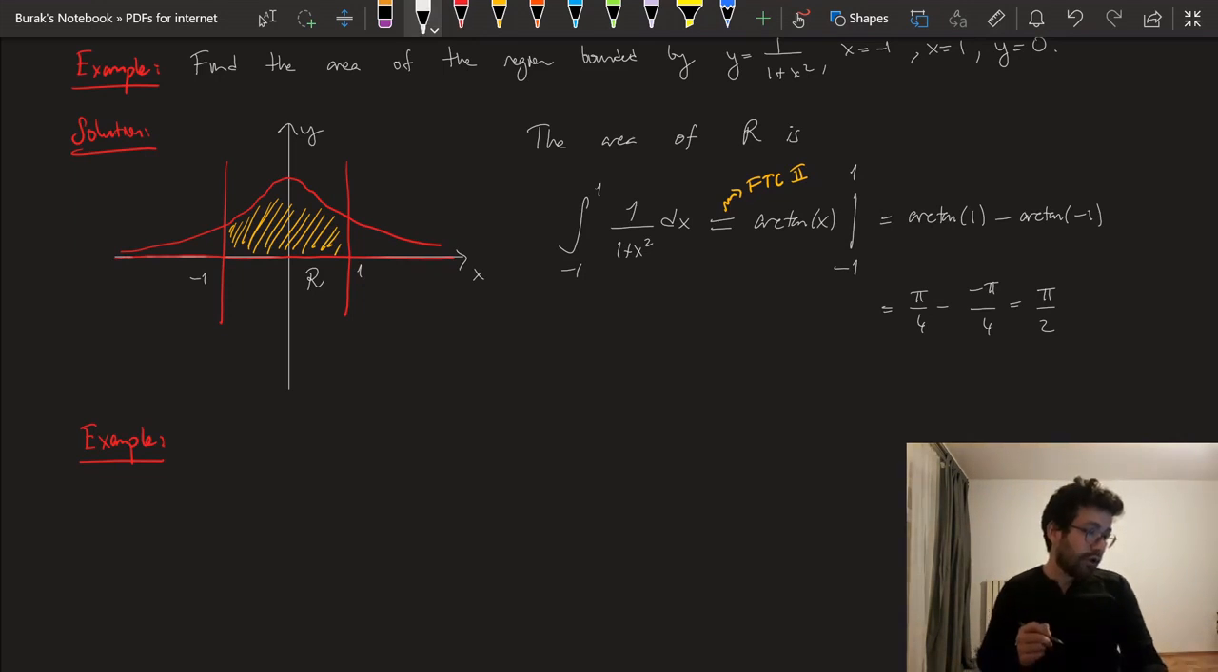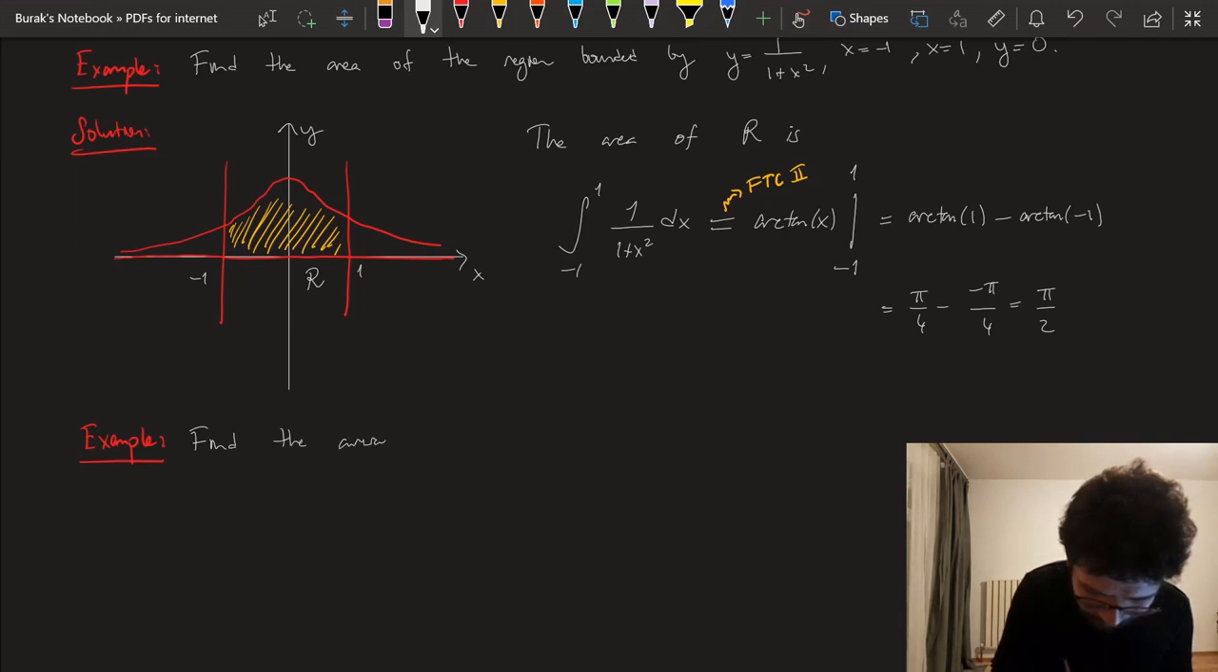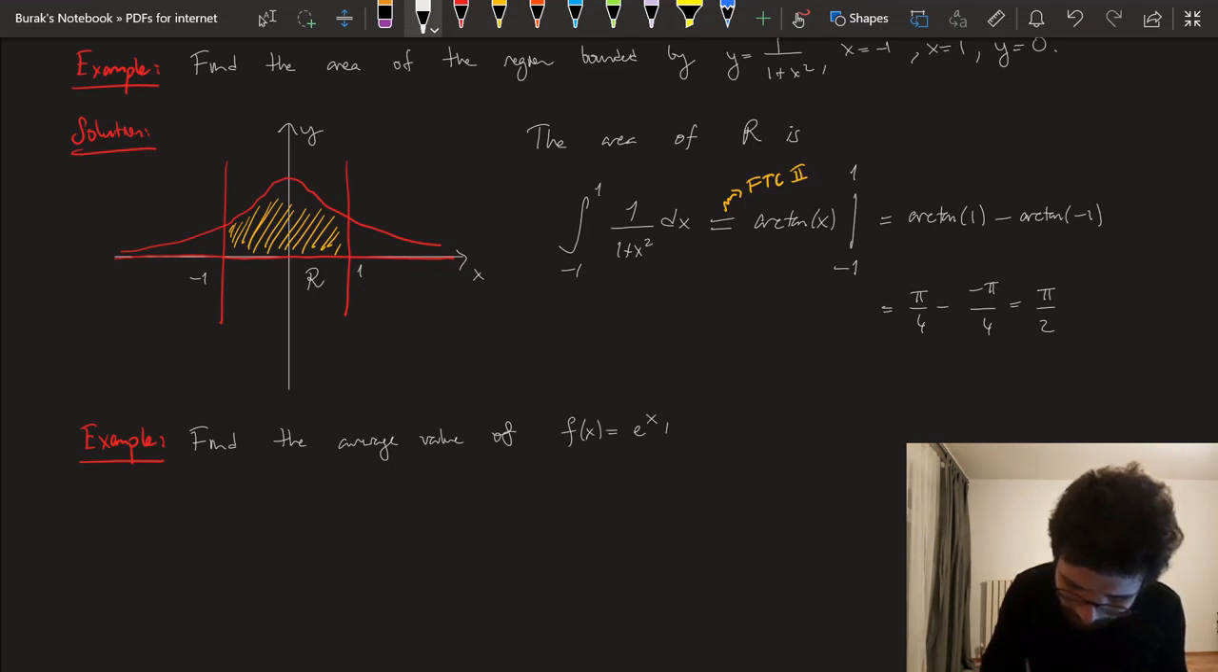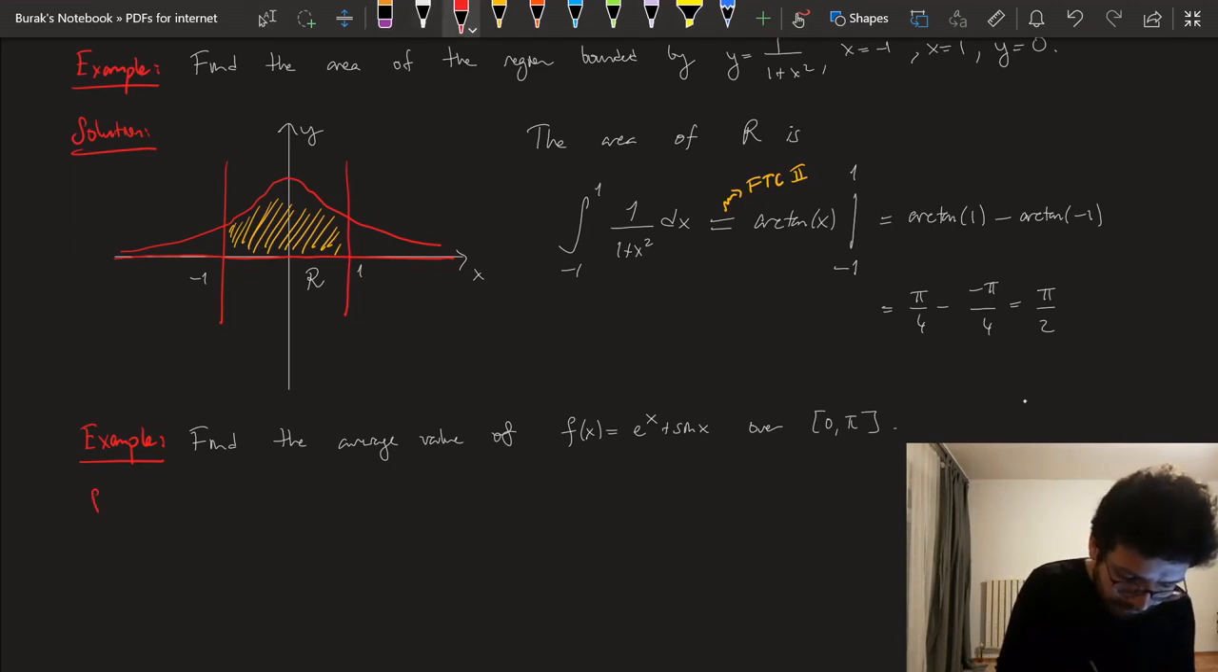A very basic definite integral computation. Let's do another one. Find the average value of the function f of x equals e to the power x plus sine of x over the interval 0 to pi.